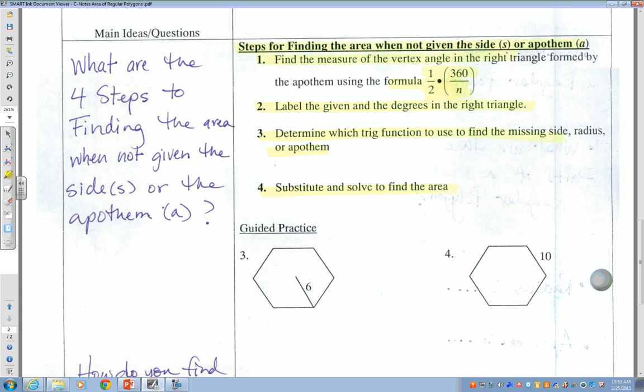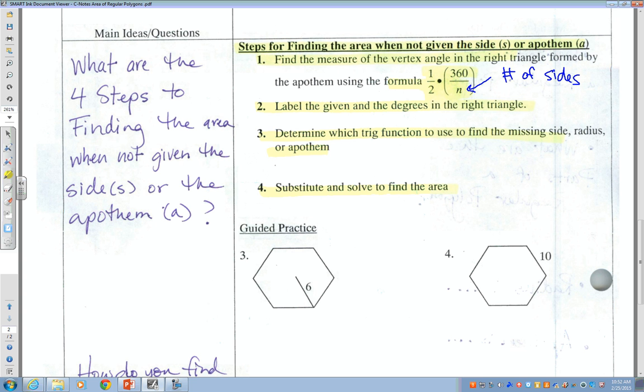So the first step is to find the vertex angle in the right triangle. You have to use this formula, and you're expected to memorize it. It's 1/2 times 360 divided by n. What do you think the n represents? Yeah, number of sides. If I didn't take half, it's finding the central angle. I take half to find the interior vertex angle.